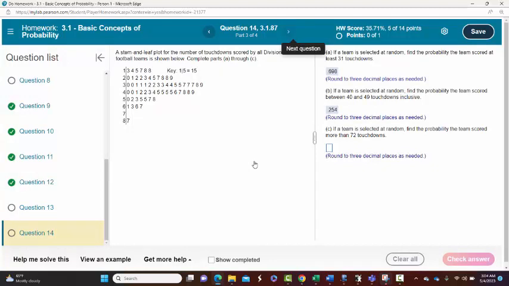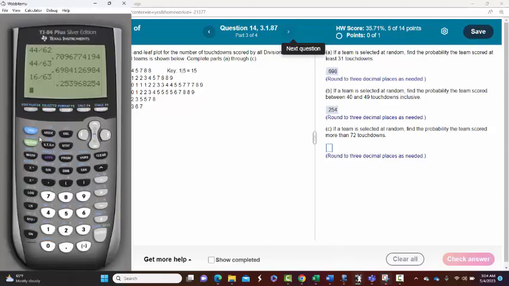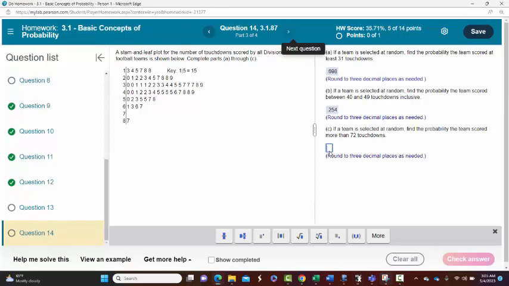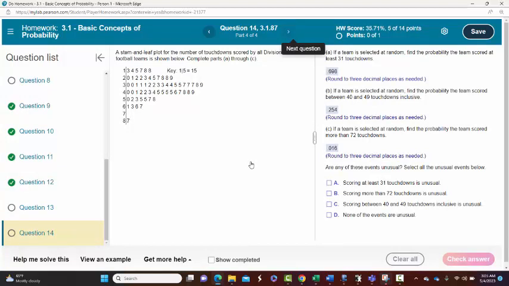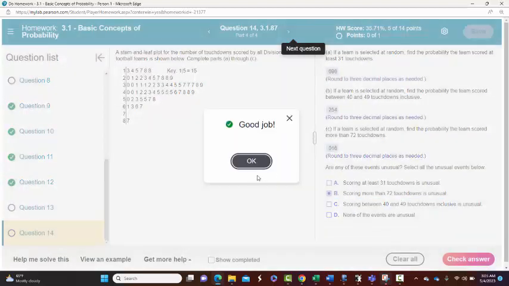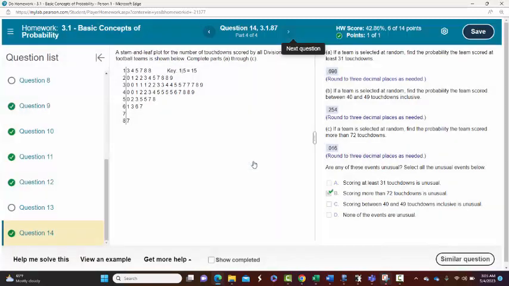More than 72. Well, there's only one number down here, 87. That's more than 72, so that's going to be 1 out of 63. That's 0.016. And are any of these events unusual? The last one would be, because that is a probability of less than 0.05. So scoring more than 72 we would consider to be unusual by that definition. All right, well, that concludes this video, 3.1 Basic Concepts of Probability.